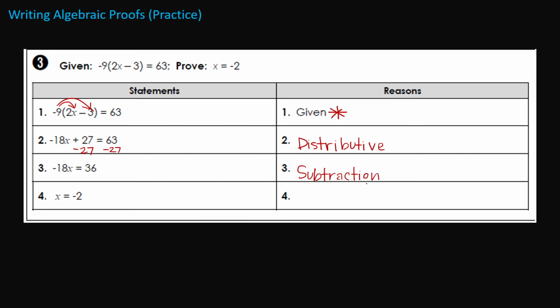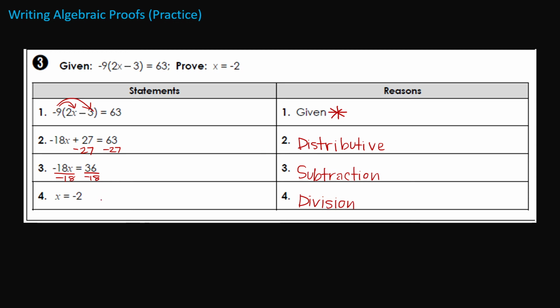Subtraction property of equality. And last but not least, to get from step 3 to step 4, our statement is now x equals -2. So what had to have happened was we needed to divide both sides by -18. We just used the division property of equality.